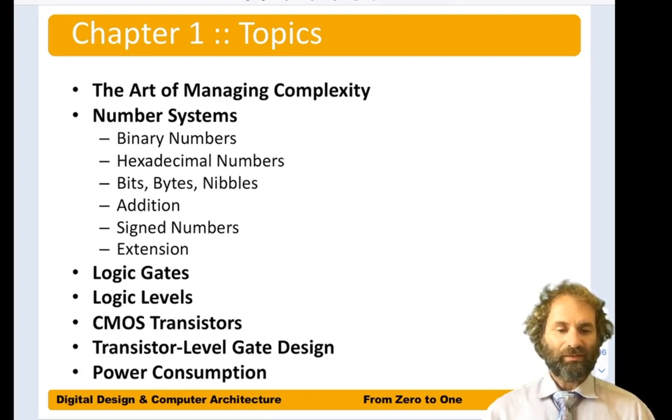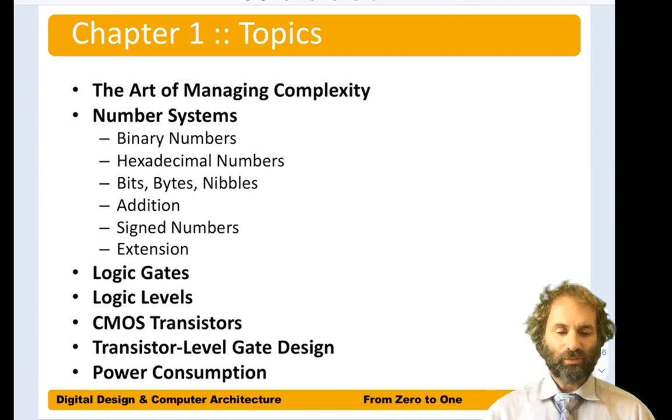From 0 and 1, we'd like to build up larger numbers, and so we'll talk about number systems. We'll start with binary numbers. This is base 2, and then writing large binary numbers becomes tedious, so we'll introduce hexadecimal numbers, base 16, as a shorthand. We'll introduce some terms about bits, bytes, nibbles, and so forth. Talk about how to do addition in binary, how to represent signed or negative numbers in binary, and how to extend numbers to a larger number of bits.